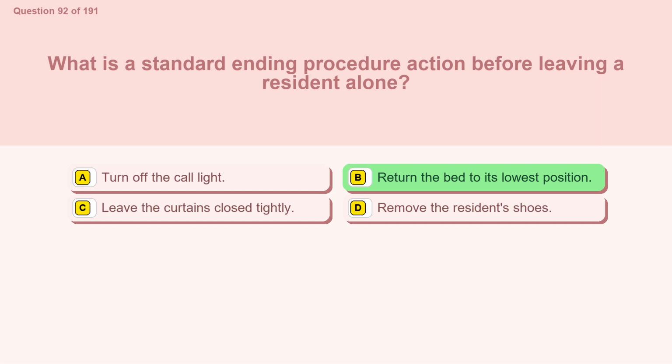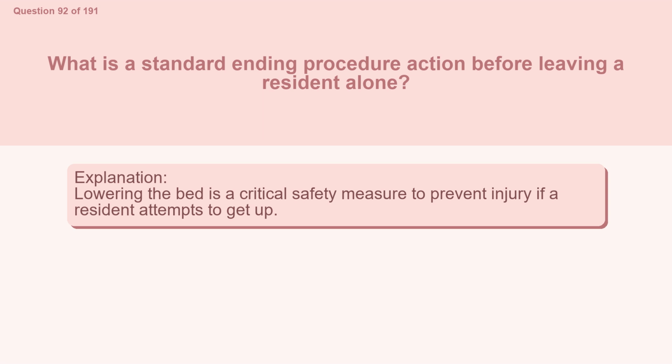The correct answer is option B. Return the bed to its lowest position. Lowering the bed is a critical safety measure to prevent injury if a resident attempts to get up.